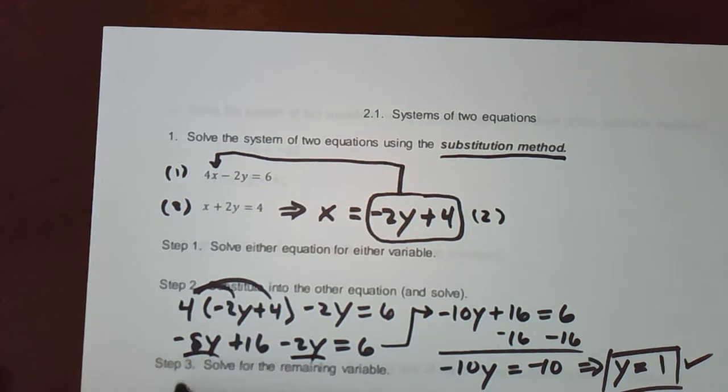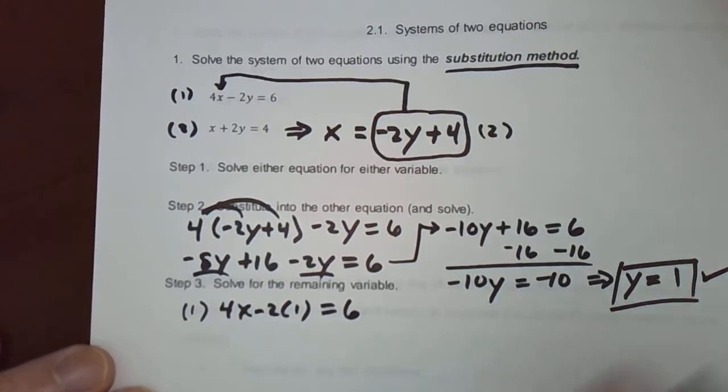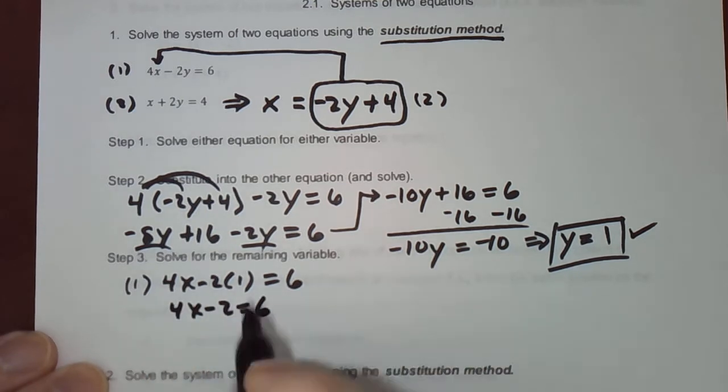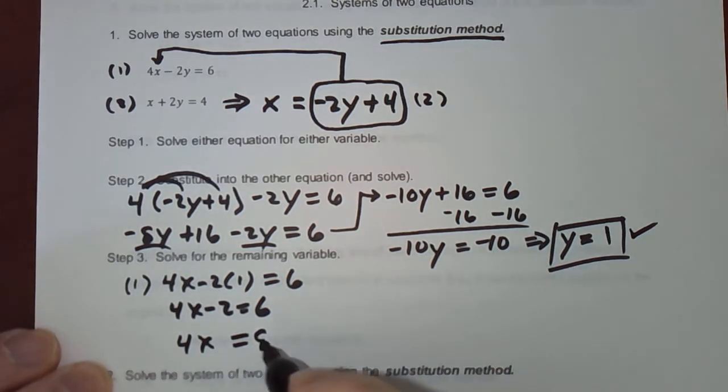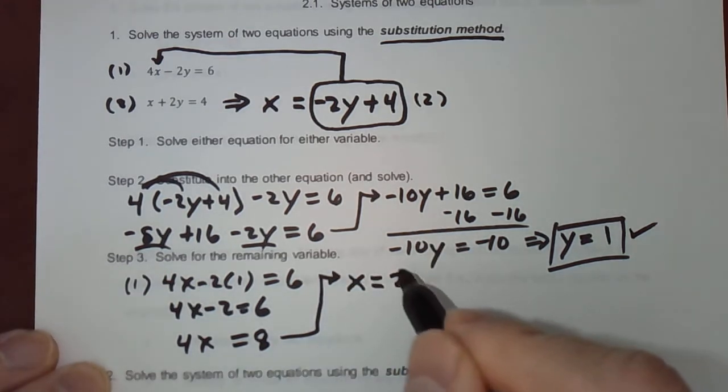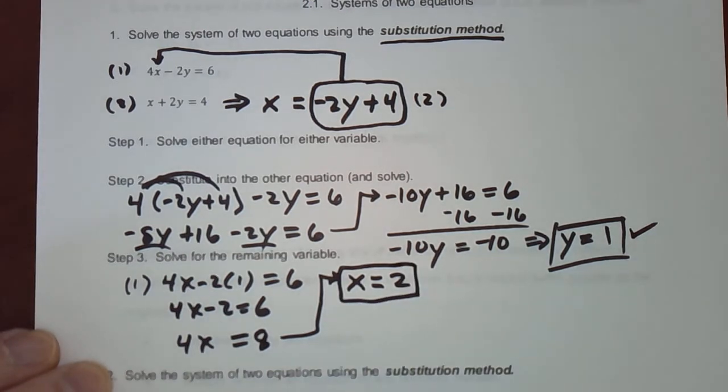So equation number 1, since we know y is equal to 1, turns into 4x minus 2 times 1 equals 6. So that's 4x minus 2 equals 6. Add 2 to both sides and we get 4x equals 8. All I did is add 2 to both sides to get rid of that negative 2. And that's simple to solve for. When you divide both sides by 4, we get x equals 8 divided by 4, which is 2. If we made no arithmetic mistakes, we're done.